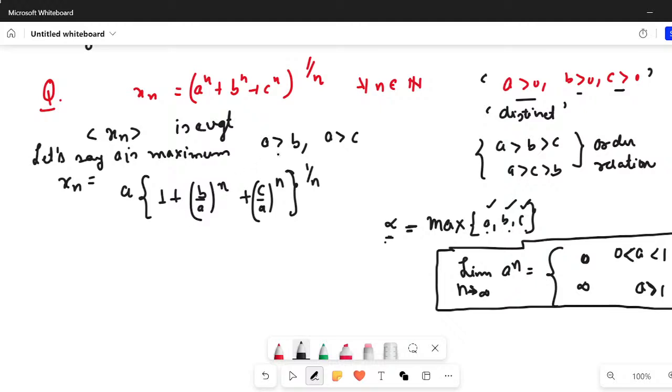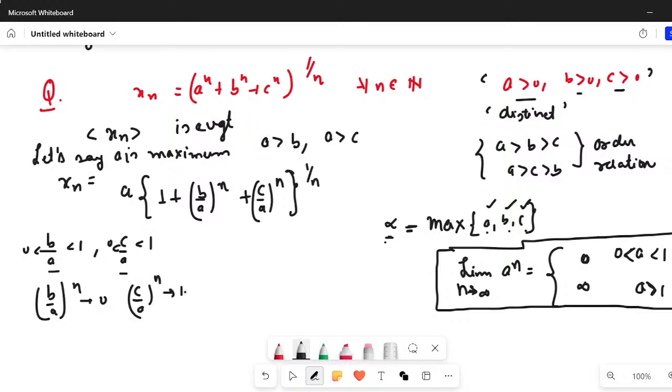Now you see, a is greater than b implies what? b by a would be less than 1, and also c by a would be less than 1. Both are less than 1 and greater than 0. It implies that (b by a) raised to power n would tend towards 0, and (c by a) raised to power n would also tend towards 0. It implies that the limit of xn in this particular case would be equal to a. So if a is the maximum, then the limit would be a.